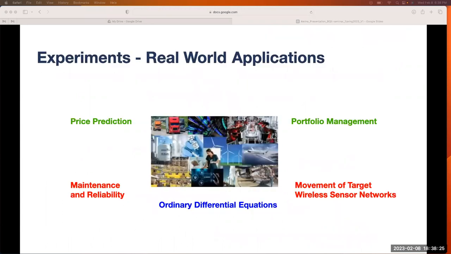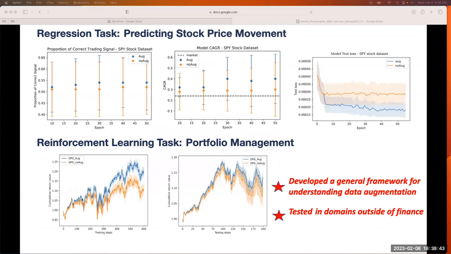In this paper, we tested our approach using two synthetic data sets and four real-world data sets. In all cases, the learning performance with our augmentation techniques outperforms the one with no augmentation. So here we show results of two finance tasks, stock prediction using regression and portfolio management using reinforcement learning.